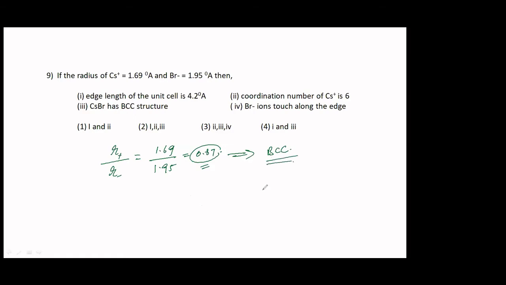BCC structure, okay? So if it is BCC structure, then you are supposed to find the edge length. How are you going to find the edge? If it is BCC, the cation is present right inside, the anions are present at the corners, isn't it? And using that, you are supposed to find the edge length. Okay. So for that, what you do, the body diagonal, if you take, there will be 2r plus 2r minus.